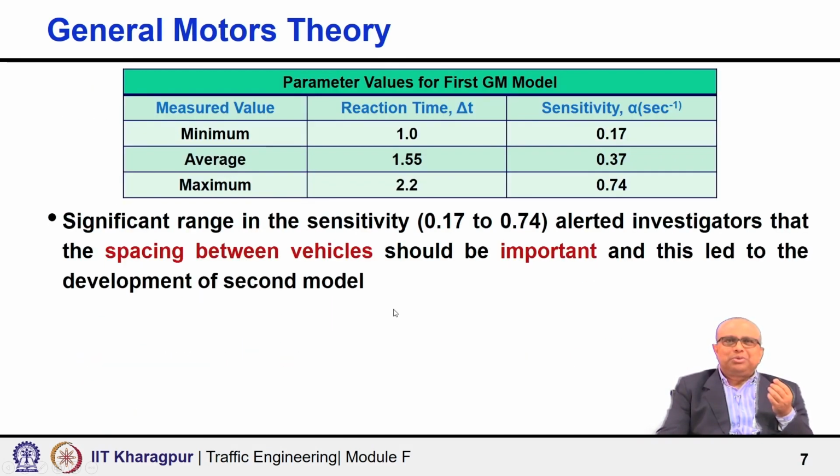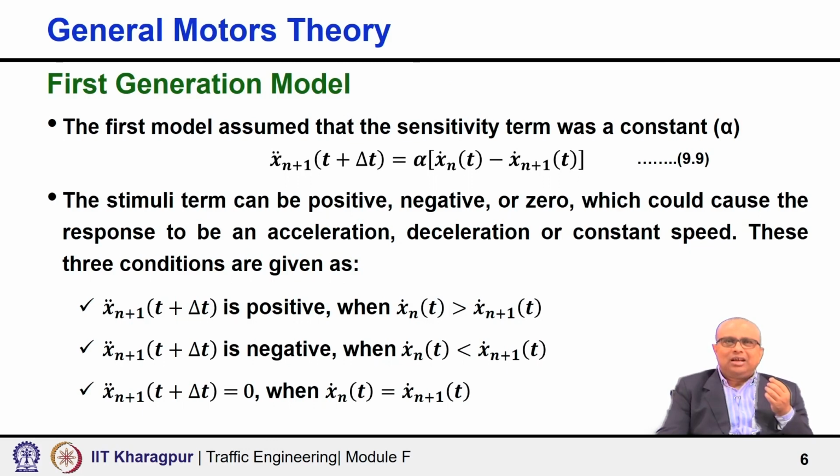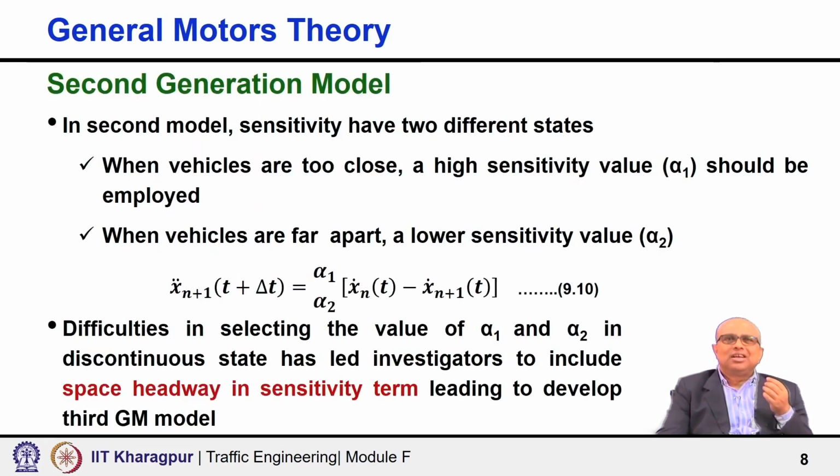The only difference between the first generation model and the second generation model is, instead of having a constant value of alpha as in the first generation model, here two values were suggested. One, when the vehicles are too close, a high sensitivity value, and when vehicles are far apart, a lower sensitivity value. Now, the difficulty is in selecting the values of alpha 1 and alpha 2, where to select alpha 1, where to select alpha 2 in a discontinuous state.